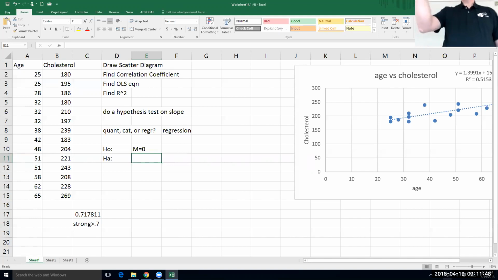Lowercase is the sample. Uppercase is the population. Okay? We don't know that our slope is correct, but it's a good estimate. We're inferring about it, right? And we're saying that there's no slope, right? There's no real correlation going on here is what we're saying. Okay? Now, the alternative hypothesis is M does not equal 0.